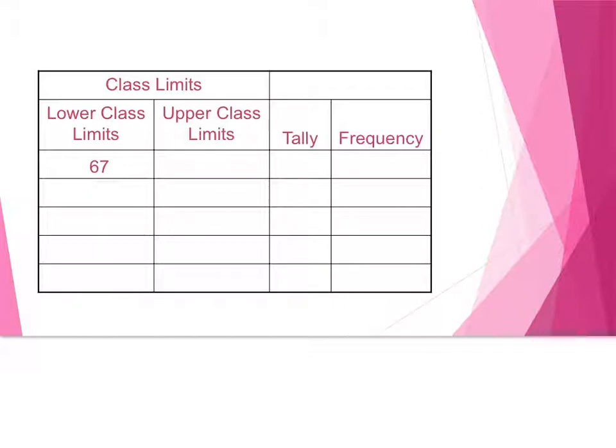Now, to find the next lower class limit, I take my class width and add it to the class limit I have. So I'm going to take 67 plus 12, and that tells me my next class is going to start at 79. How do I find my next lower class limit? The same way. Take 79 and add 12 to it. That gives me 91. Do it again. Add 12.